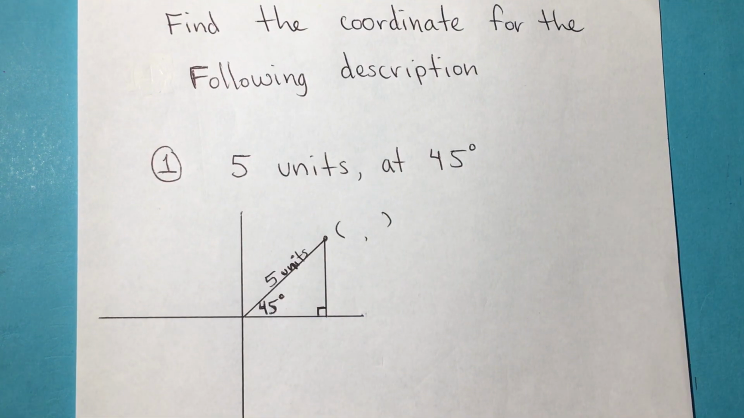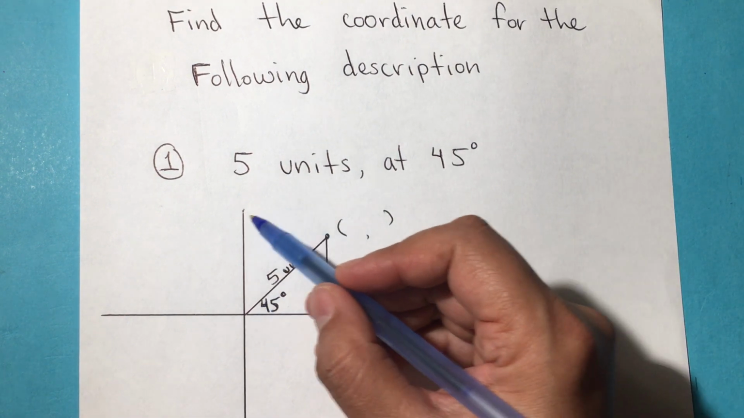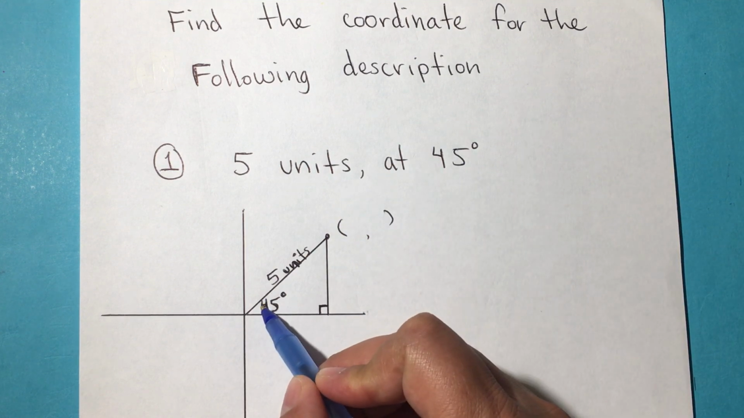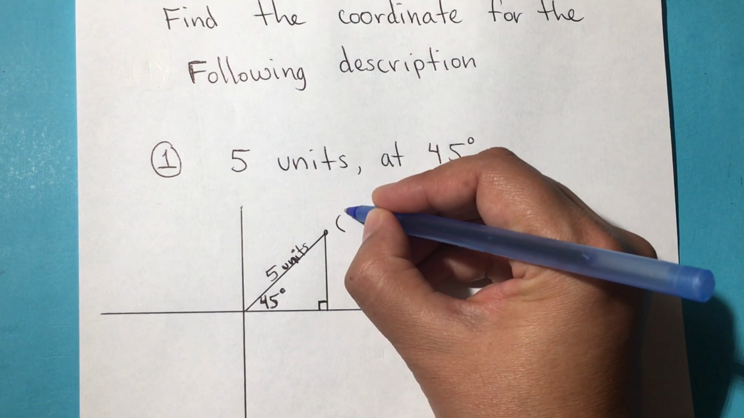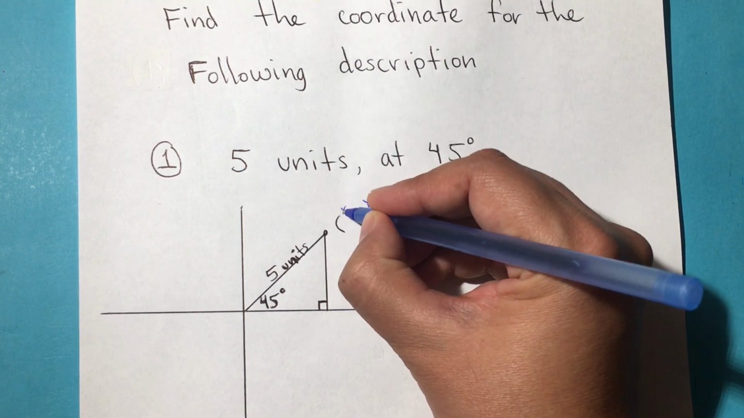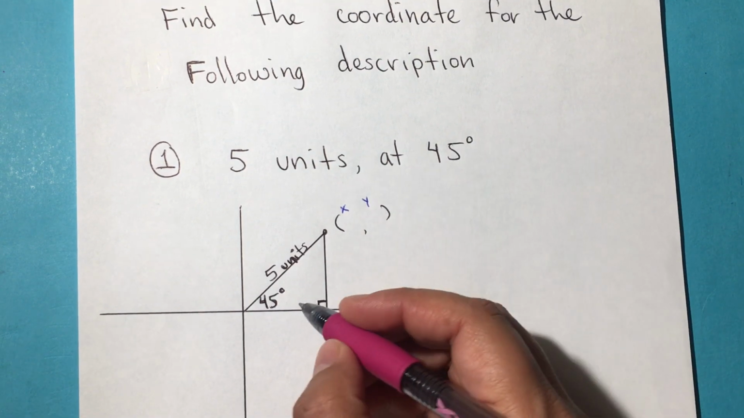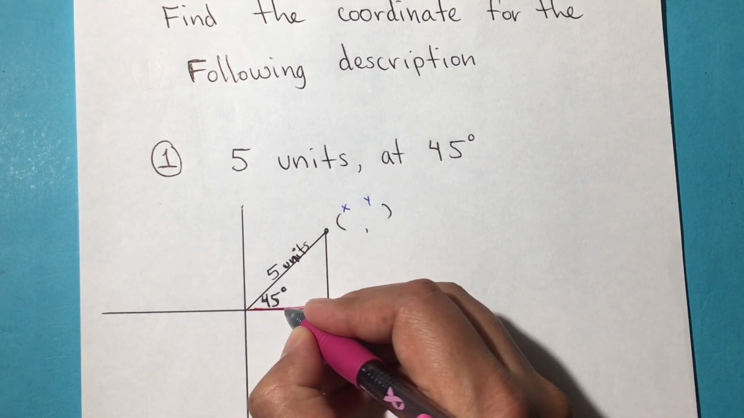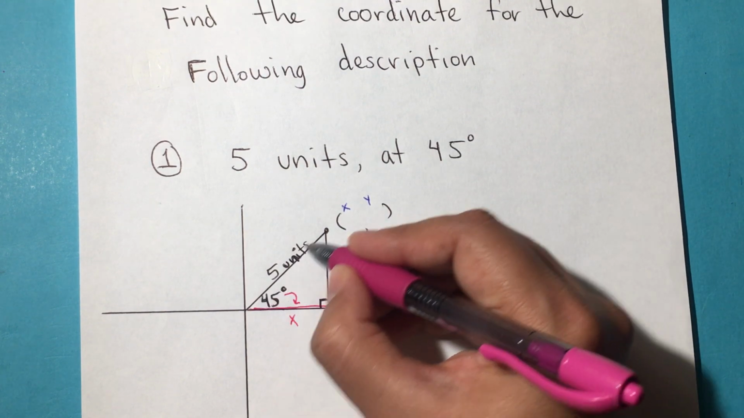Number 1 says, find the coordinates for the following description. Before we were doing the unit circle, but here the radius will be 5 units, and it's going to be at 45 degrees. Now what we're trying to find is x and y. For x, as we mentioned, it's related to cosine, because this is the value of x, and so that's the adjacent to that angle, adjacent and hypotenuse.